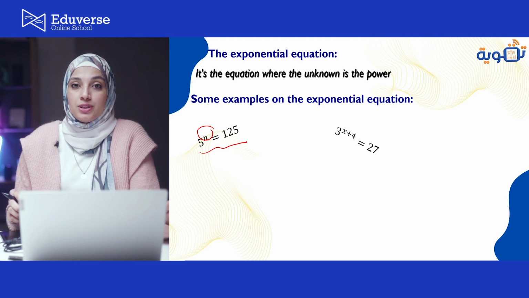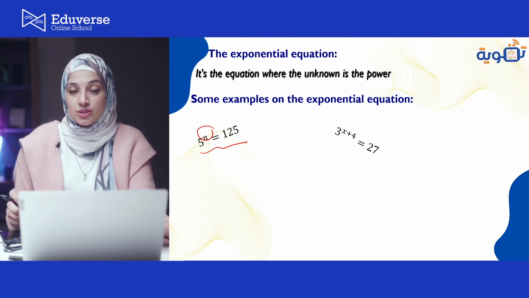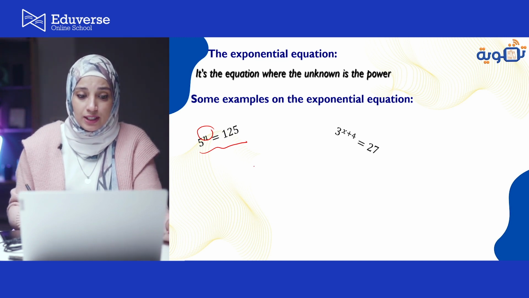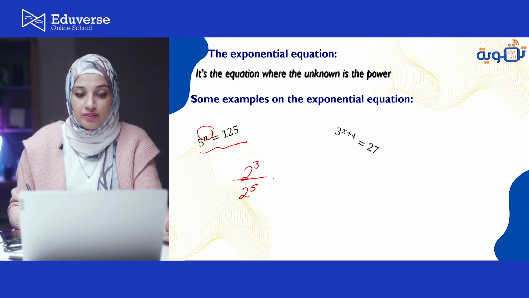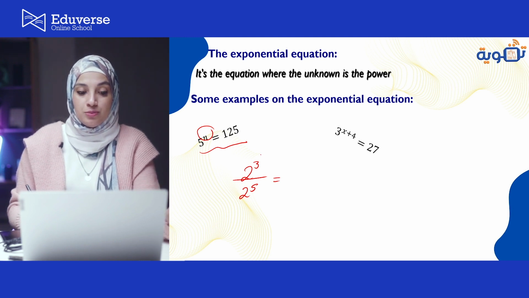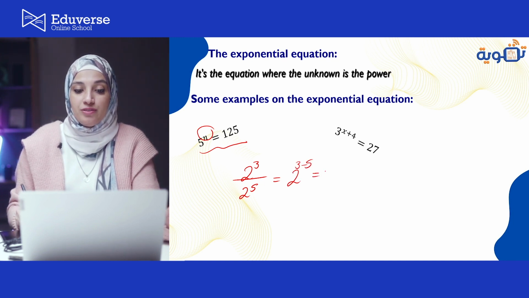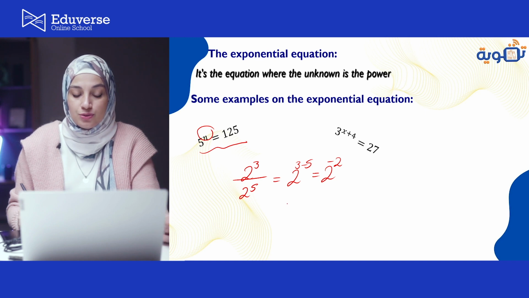Before we start our lesson, I need to remind you of some rules of the power. Like when you have, for example, 2 to the power 3 over 2 to the power 5. In dividing, if you remember, you have to subtract the power. So it will be 2 to the power 3 minus 5, which equals 2 to the power negative 2.